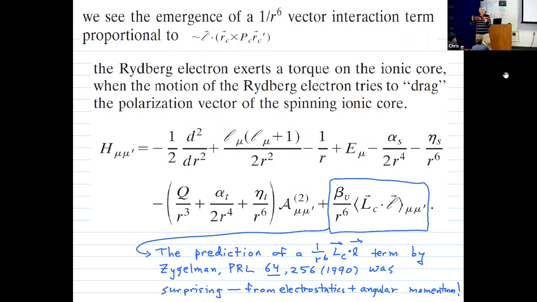This was surprising. Usually when you see a dot product of two angular momenta in atomic physics, you think that's a magnetic interaction. But this has no magnetic origin whatsoever. This is just coming from the interplay of the rotational inertia with the electron, which gives rise to this surprising term. It looks like spin orbit or something. It looks like a magnetic interaction, but it's not. There's no 1 over c squared.